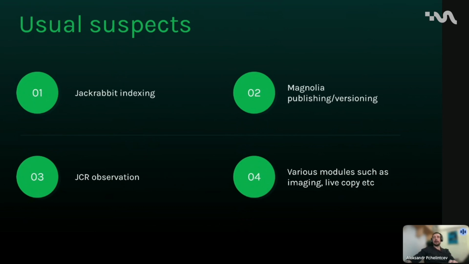And our more workforce modules such as publishing and versioning, in addition to heavy duty extensions and modules such as imaging or live copy, can suffer from that. And that was basically our main area of investigation and improvements later.